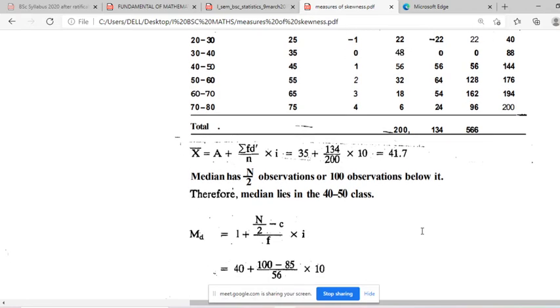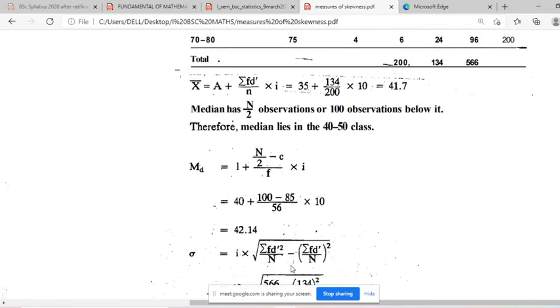The lower limit of the median class is 40, and n by 2 is 100. The class length is 10, the frequency of that class is 56, and the cumulative frequency of the class before that class is 88. So we have to use 88 here; they have used 85, which is not correct. So you will get this equation and the value 42.14.